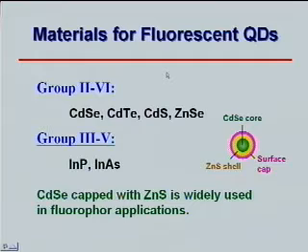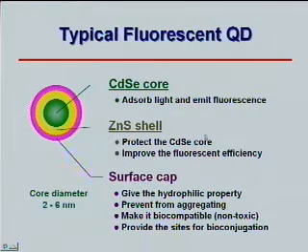A typical quantum dot consists of group 2 and 4, or group 3 and 5 atoms in the periodic table. But cadmium selenide capped with zinc sulfide is widely used in fluorescent probes. This is a typical fluorescent quantum dot.